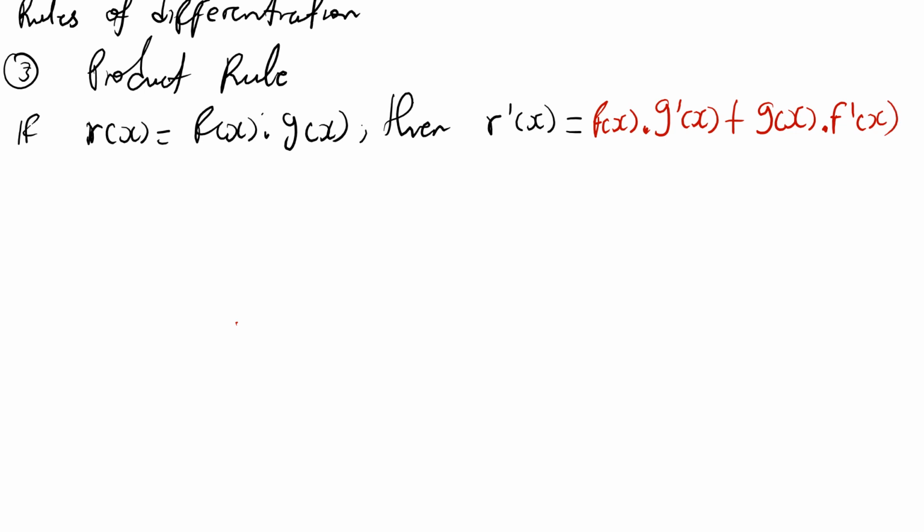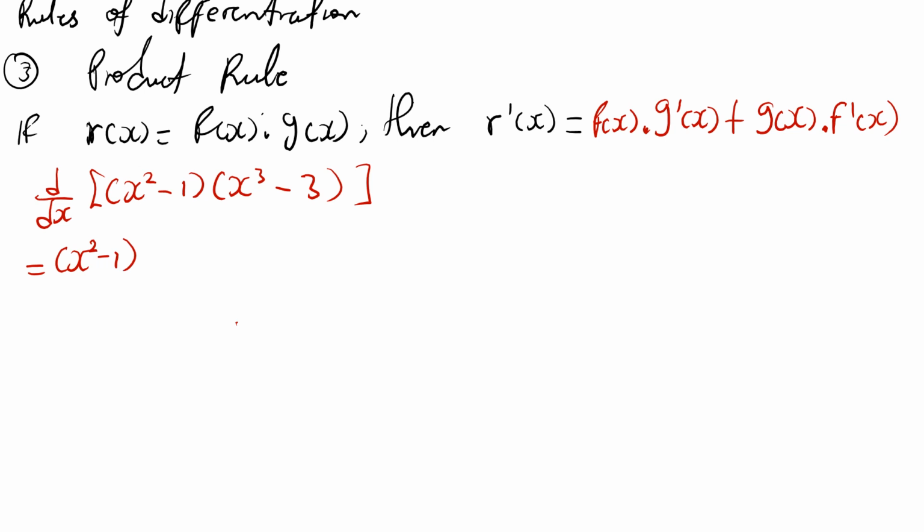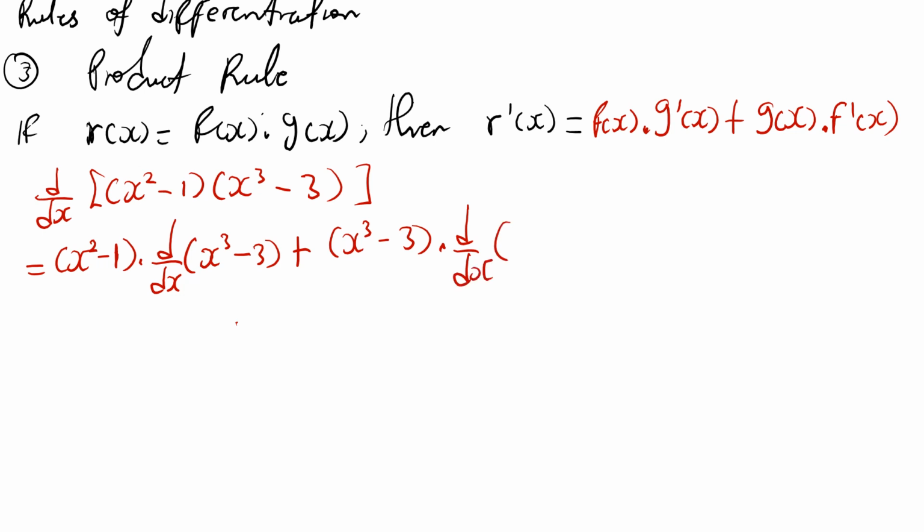So let's say we have to differentiate x squared minus 1 into x cubed minus 3. As I said, it applies when we are multiplying two or more functions. So look, we are going to keep the first function the way it is, it is x squared minus 1. We multiply it with the derivative of the second function, which is x cubed minus 3, plus. So now we keep the second function the way it is, and then we multiply with the derivative of the first function. The first function is x squared minus 1.